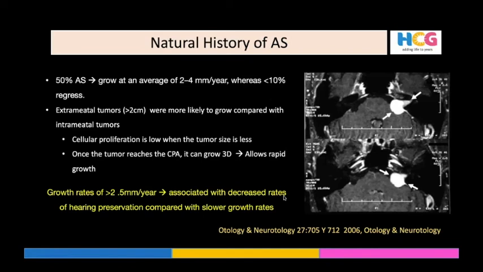Summarizing the observation part, schwannomas grow at an average of 2 to 4 millimeters per year, whereas less than 10% regress.